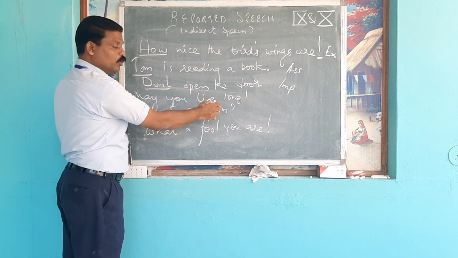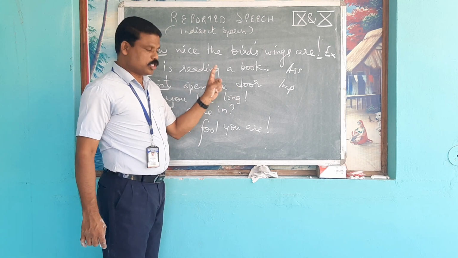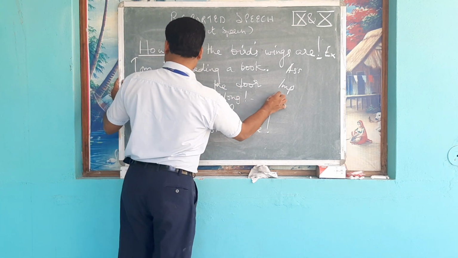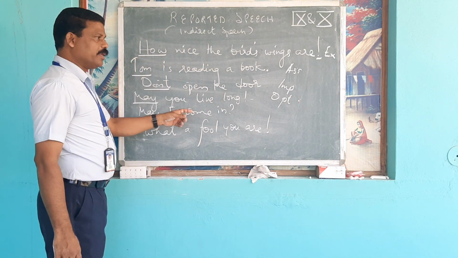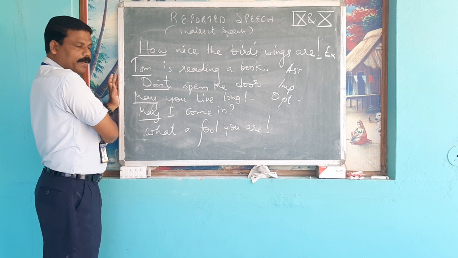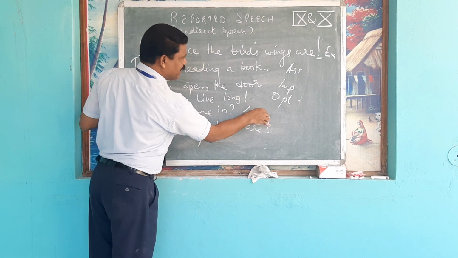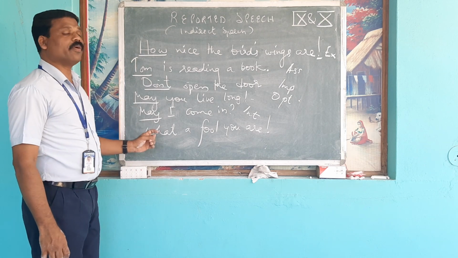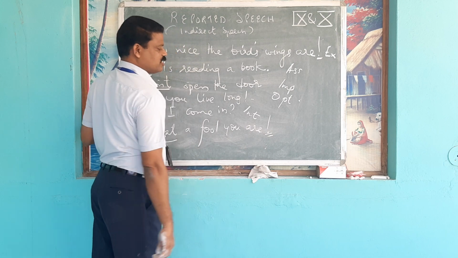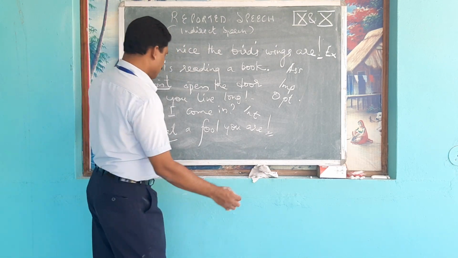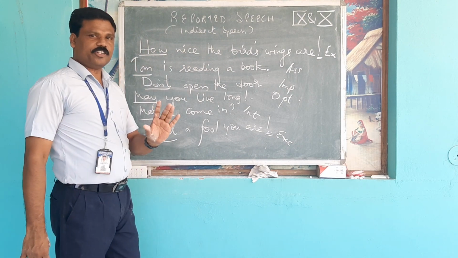May you live long. Starts with may but does not end with a question mark. Ends with an exclamation mark. So it is an optative sentence. May I come in? Starts with the auxiliary verb, ends with the question mark. It is interrogative. And last one, what a fool you are. Starts with what and ends with the exclamation mark. So it is an exclamatory sentence. Did you get it?